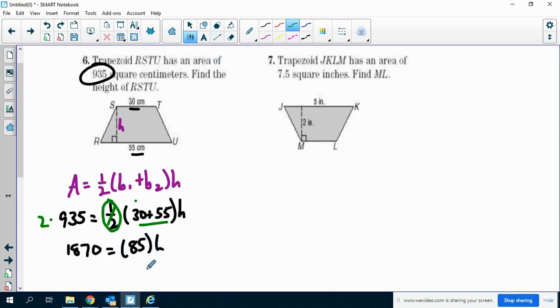Now I divide both sides by 85. So 1870 divided by 85 gives me 22. And that's the answer, 22 centimeters. Notice that all of these units are in centimeters.